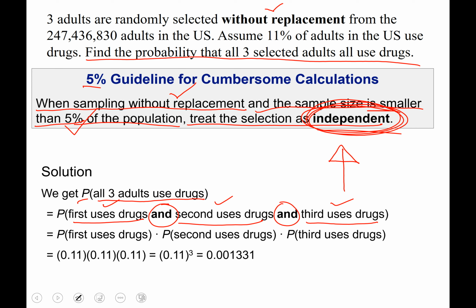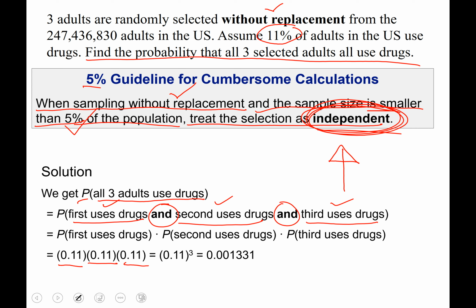fractions, which we actually don't even have the fractions. We have the percent. We have 11%. So we have to enter that as a decimal. Probability that first person uses drugs is 0.11. Multiplied by probability that second person uses drugs is 0.11. Multiplied by probability that the third person uses drugs is 0.11.